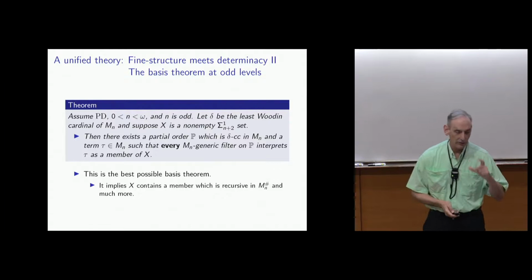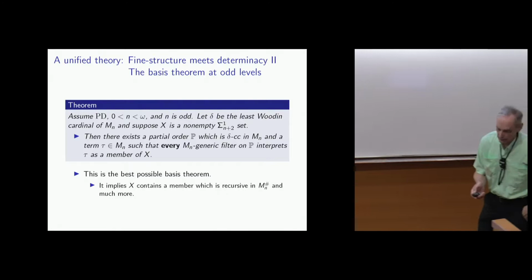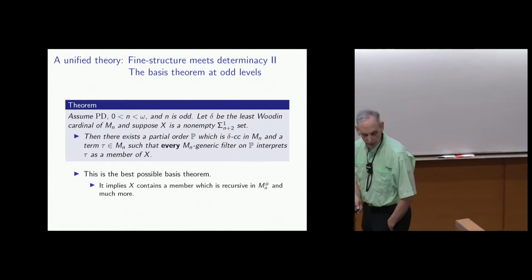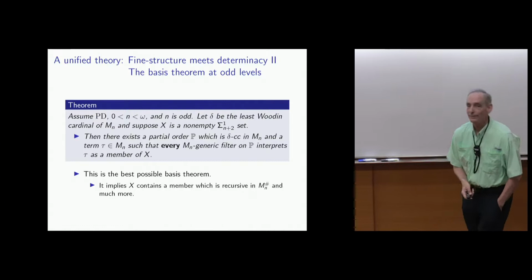The partial order P is definable, so M_n^# makes it countable. No. It's a partial order of size delta in the model. For those of you who know, it's the extender algebra. I mean, there could be a connection that's not known or not been looked at.